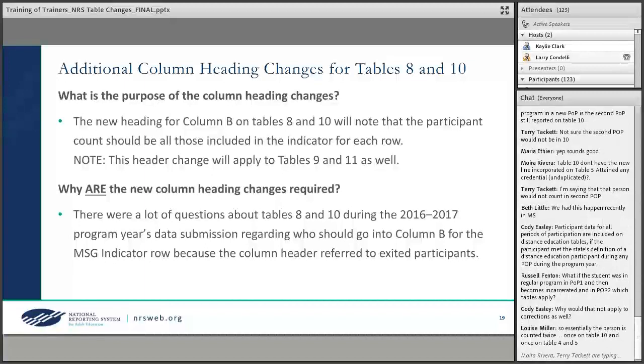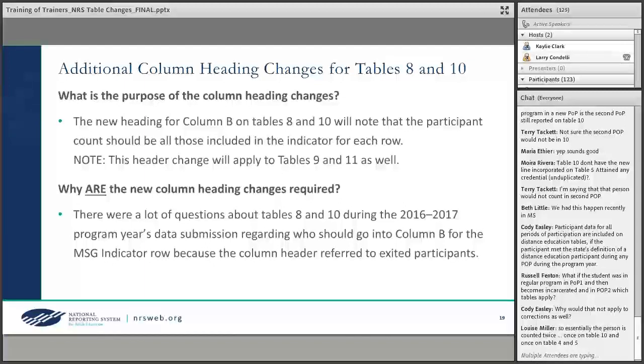So let's say we've got 2 people who are in correctional ed in the first period of participation. One is released. The other remains incarcerated. The one who remains incarcerated and gets the second period of participation is reported on Table 10, and they're reported on Table 5 as a second period of participation. The other student who was released after the first period of participation does not get reported on Table 10 as a second period of participation, but they do get reported on Table 5 as a second period of participation.